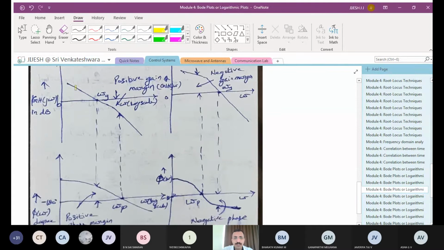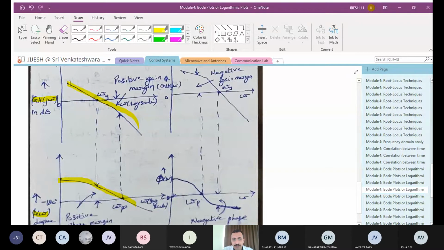You can see that this plot is the magnitude plot, and this one is the phase plot. As I have shown you in the problem as well, we are going with the gh j omega on the y-axis. Here we will be going with phi of omega, that is the angle. Now what you have to do here is see the crossover.